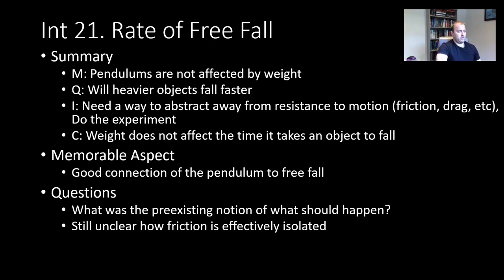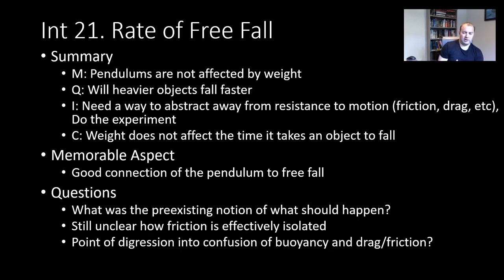So what was the pre-existing conception of what would go on? Now, even at this point, I'm still a little unclear how to make sure we're effectively isolating friction. I'm not entirely sure how we know that friction is isolated just from what's presented here.